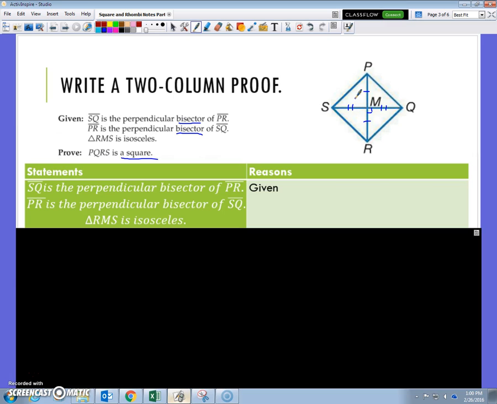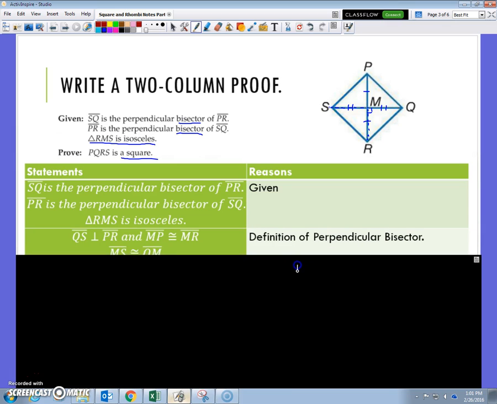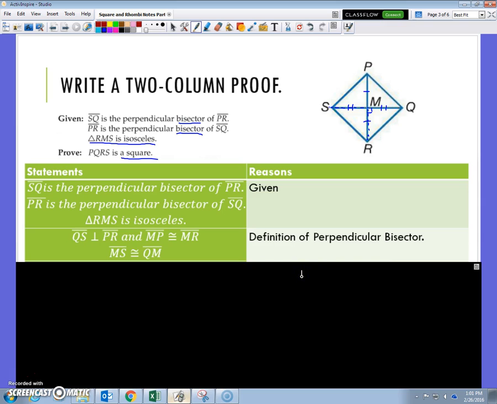It also says that triangle RMS is isosceles. That's going to come into play here in a little bit. Okay, RMS is isosceles. Ooh, interesting. We just used that little deal in the last one. Okay, so let's take a look here. Since I know QS is perpendicular to PR, I know that MP is congruent to MR right here. Okay, we already marked that. And I also know MS is congruent to MQ, or QM.